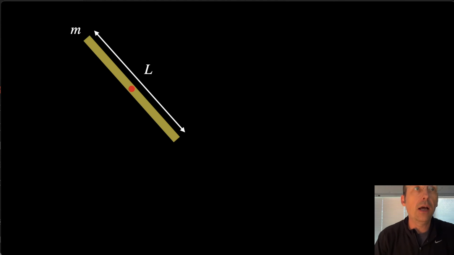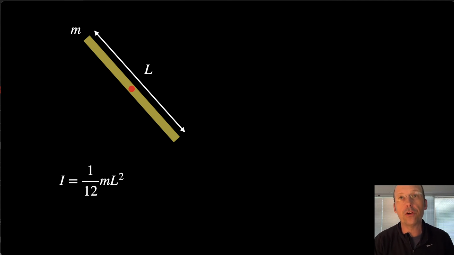Here's my ladder. If you have a ladder that's like a rod, with a length L and a mass m, then its moment of inertia will be 1/12 mL squared. And if you want to know how to find that, it's really not too hard. I have a video on that. I'd be happy to redo it, but that's what that is.